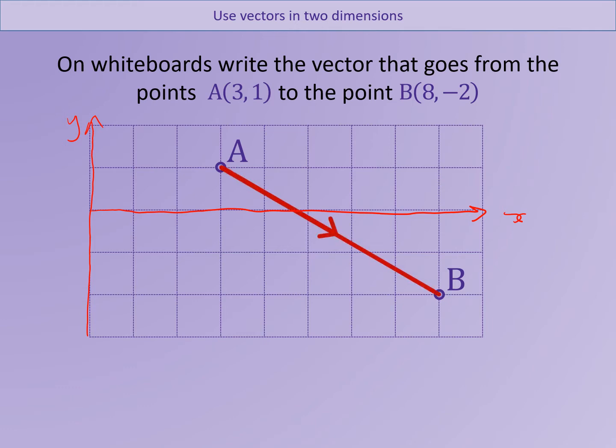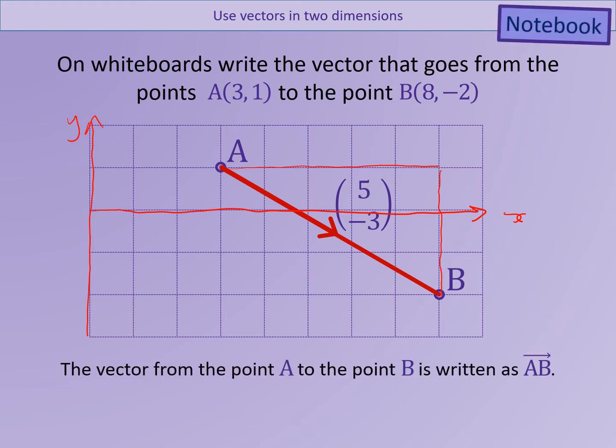And we draw the line that connects these two up. The vector between these two is (5, -3). Let's have a look as we go 5 units across, 5 squares across, 3 squares down. So the vector AB, which can be written as a capital A, capital B with an arrow on the top. Sometimes you might see this like a half arrow, and that would be fine as well.